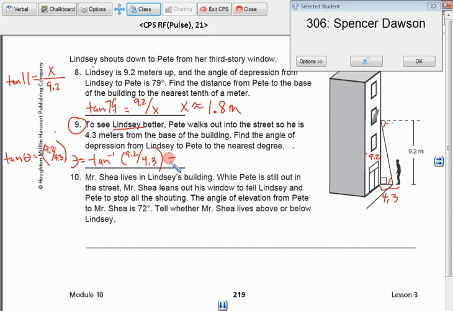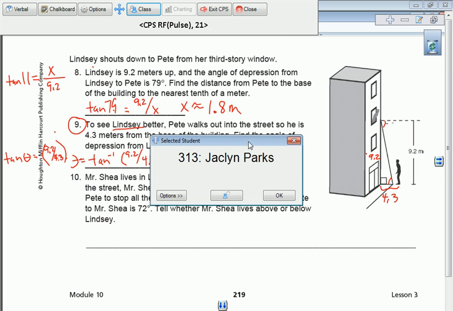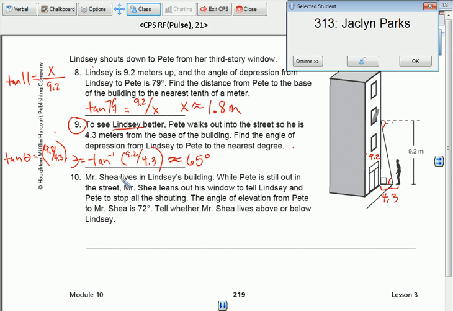Spencer, what's the answer? Approximately 64.95. Okay, so that would round to 65 degrees. Okay, let's read the last little thing. Mr. Shea lives in Lindsay's building. He's still out in the street. So we know right now this angle right here is 65 degrees. This angle right here is 65 degrees. So if Mr. Shea is 72 degrees, 72 would be a little bit bigger, wouldn't it?